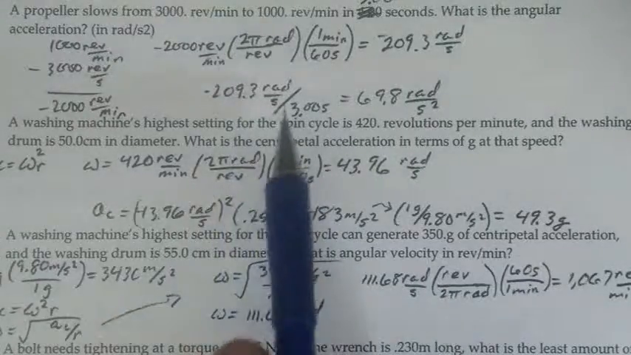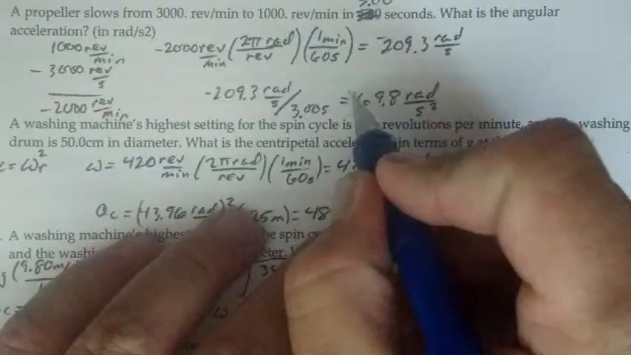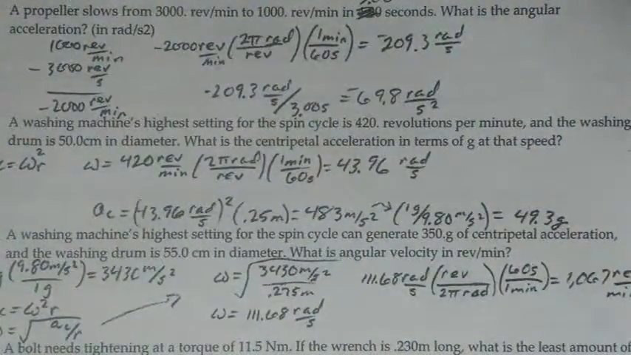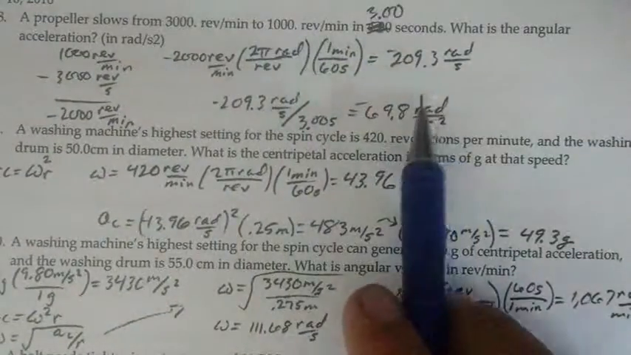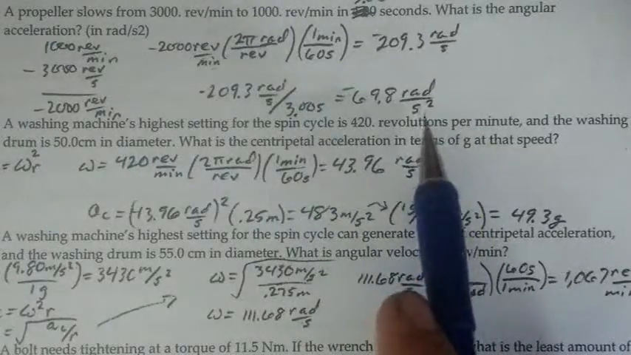So we're going to take that number and divide by 3 seconds. There is a slight error here, as the answer should be a negative to show that it was a deceleration, it was a slowing. And now I have it in radians divided by 3 seconds, I have it in radians per second squared.